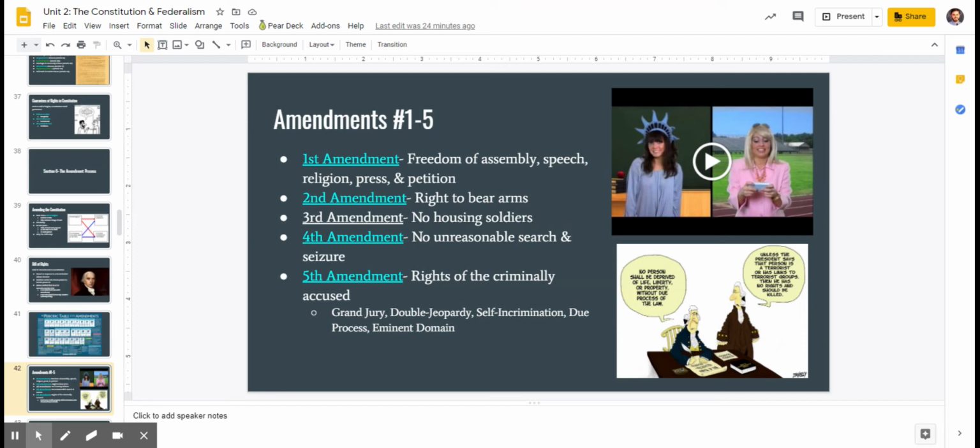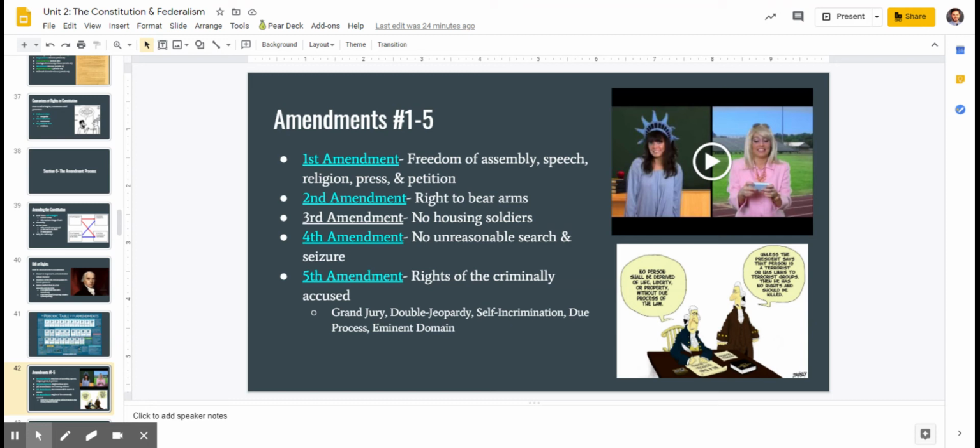Fourth Amendment. This deals with search and seizure, as in the police officers and the rights which you have when being searched, and the seizure of your property. Generally speaking, it means that they need to have probable cause and usually obtain a warrant before they can search and seize any of your property. Okay.